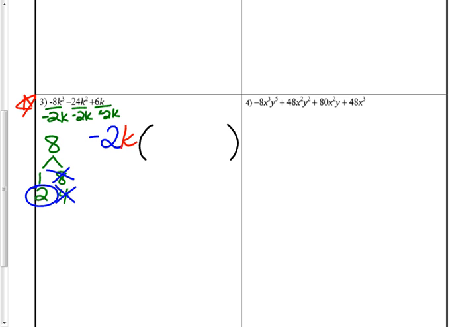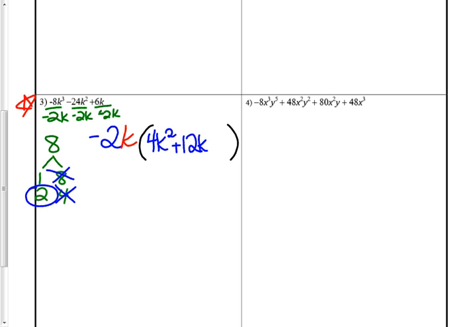So negative 8 divided by negative 2 is actually a positive 4. And if I have 3 k's in my numerator, 1 k in my denominator, well, 3 minus 1 is 2. So I would have k squared left over, k to the second power. Then negative 24 divided by negative 2 is a positive 12. And if I have 2 k's in my numerator, 1 k in my denominator, well, 2 minus 1 is 1. So I will have 1 k left.